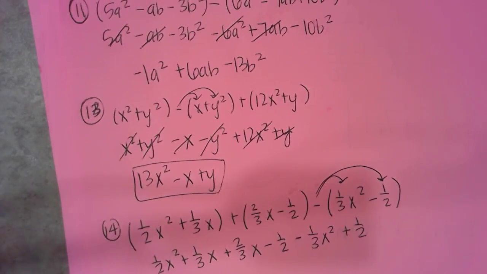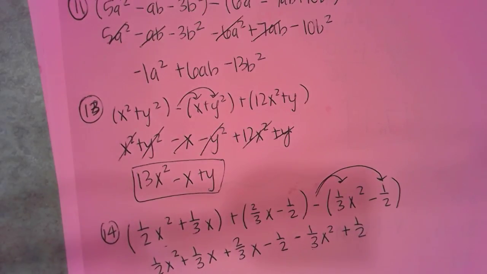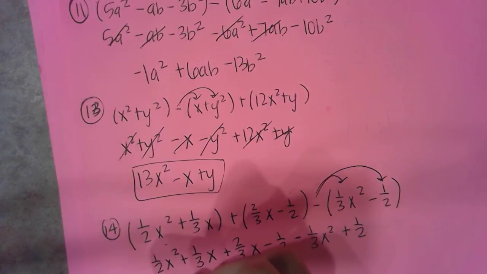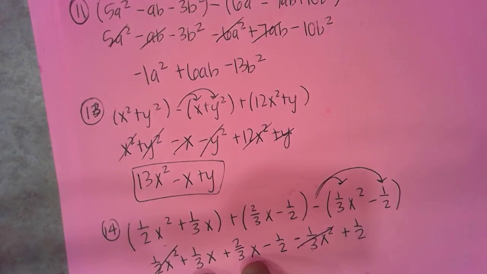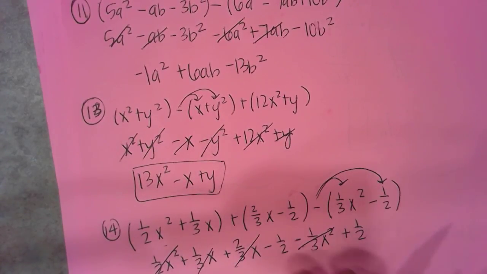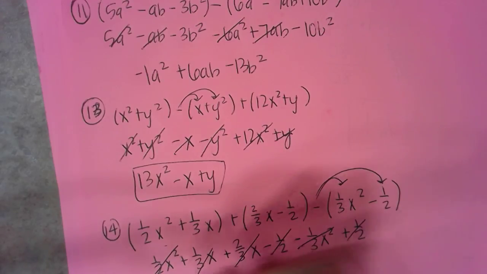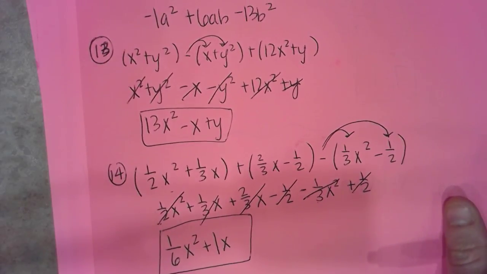So now I can just combine like terms. I have 1/2 x squared minus 1/3 x squared. You can just do this in your calculator. 1/2 minus 1/3 will give us, see, that's 3/6 minus 2/6 will give us 1/6 x squared. Again, you can do that in your calculator. 1/3 x plus 2/3 x is just 1 whole x. And then negative 1/2 and positive 1/2 will cancel each other out. So that's my answer. It's 1/6 x squared plus 1x.